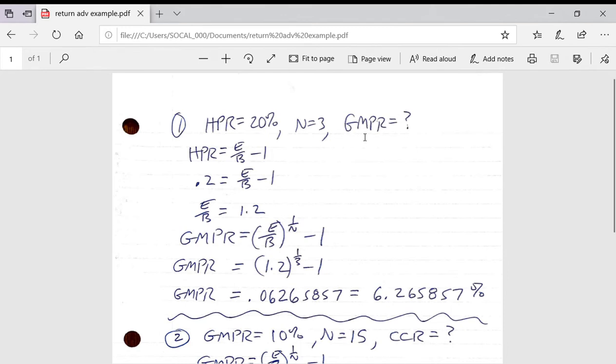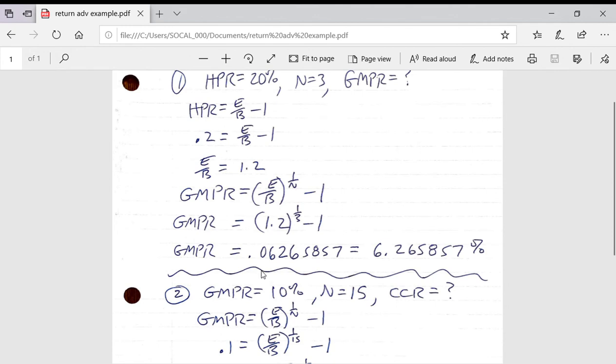Since we're solving for the geometric mean periodic return, we then just put the equation for the GMPR. It's the nth root of the price relative less 1. And we plug in what we know, the price relative, 1.2. We also know n is 3. So therefore, we know that the geometric mean periodic return is equal to the third root of 1.2 less 1. And when we do that, we get a GMPR value of 0.0626. And therefore, it's equal to 6.265857%. And that's our first example.